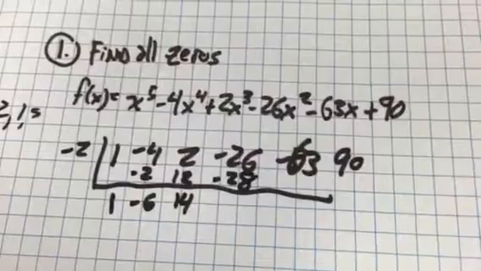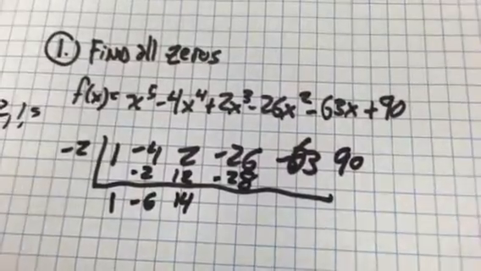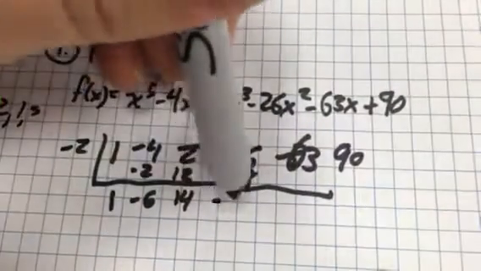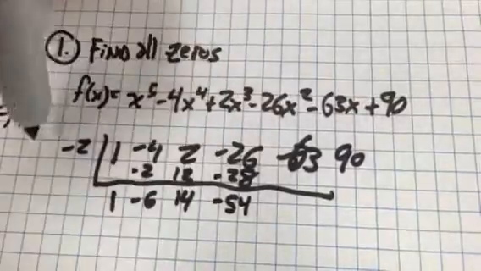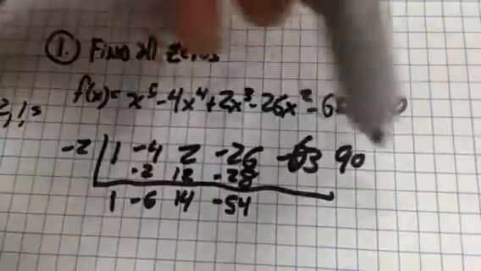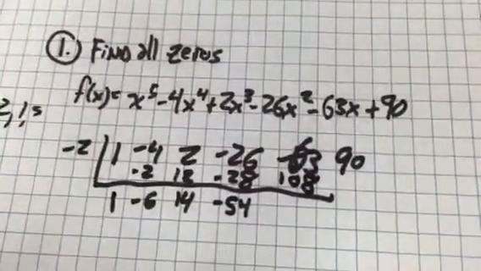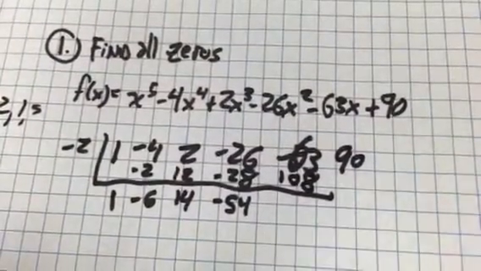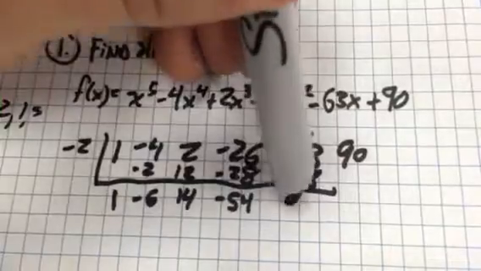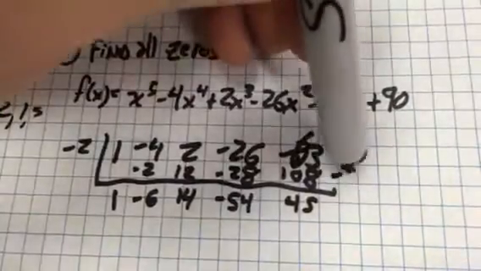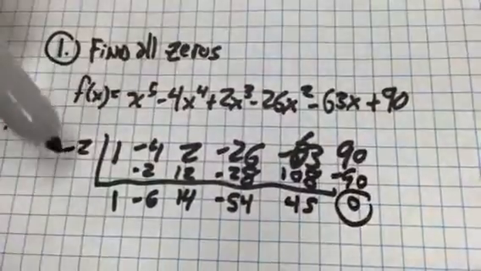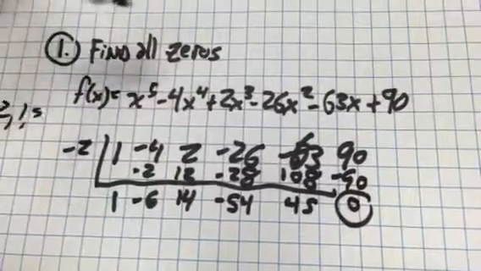And then I'm going to add those together, 26 and 28, -54. Multiply those together, that'd be a positive 108. Then I have 108 minus 63, 45 times -2, -90. Great, so -2 works. That's one of my zeros.